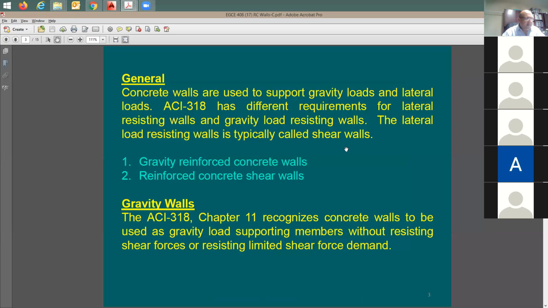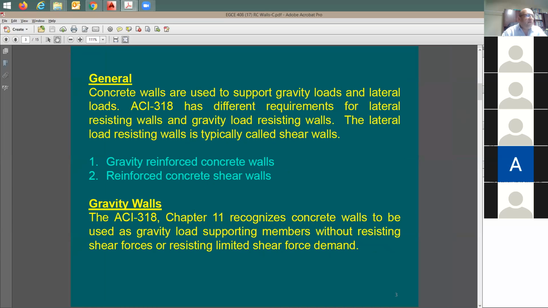You can go back here one slide. Now to go through this, it says that we have two types of walls. We have gravity reinforced concrete walls, and we have reinforced concrete shear walls. Now, this one is going to be mainly designed to resist gravity loads, and this one is going to be mainly designed to resist, you can say here, earthquake forces. So we're going to say for gravity loads mainly, and this wall here is going to be for seismic forces, like earthquake, which is earthquake force.